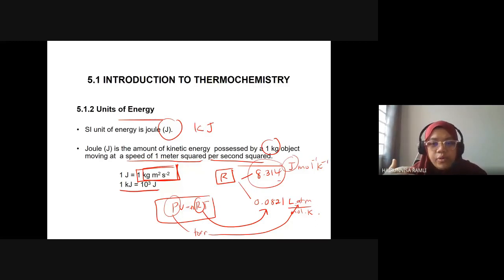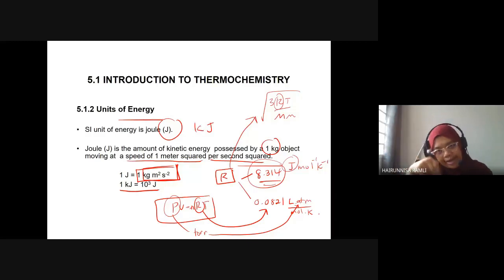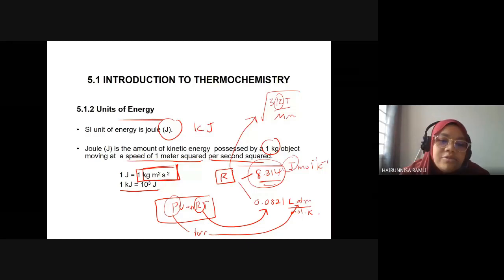So bila nak guna 8.314, this one is for example equation yang ada R, but that one related to energy. Tak kisahlah kinetic energy ke apa, for example root mean square velocity yang you ada 3RT over mm square root tu kan. So this R is basically the 8.314. Okay, so ni just lah, tiba-tiba kita relate balik pada chapter 4 kan, ni just nak tunjuk lah because of this kind of unit.